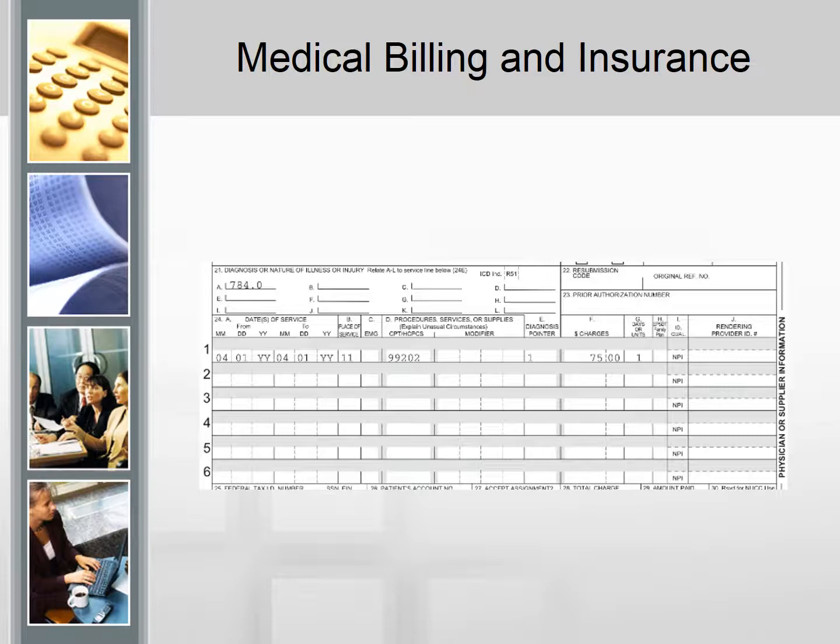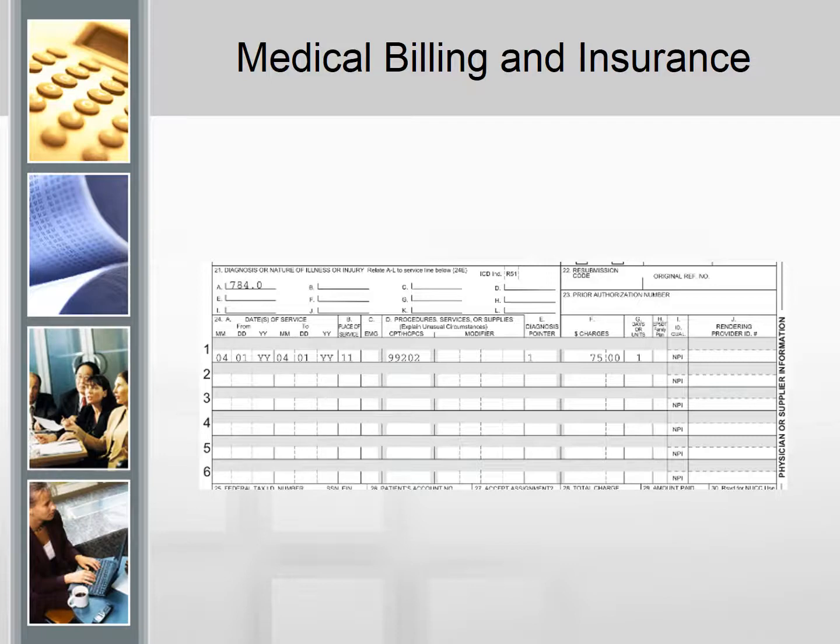So you can just plug that information in. Column C is reserved just for emergency services, so typically that will be left blank. Column D is asking us for the CPT or HCPCS codes for the procedures and services performed. So if we had multiple things that we were billing for, we would list one on each line. And then there's a space provided afterwards if we have modifiers that pertain to any of those.